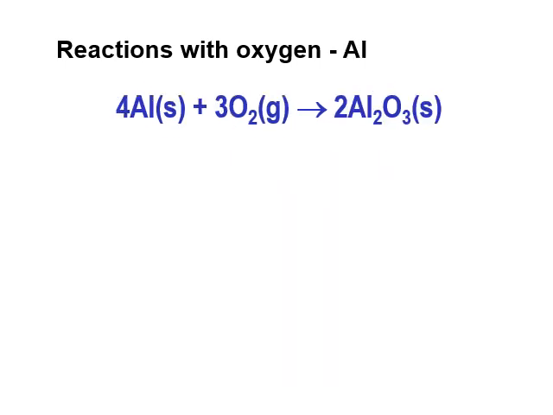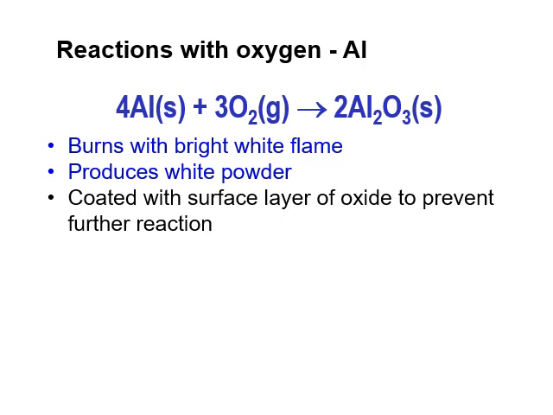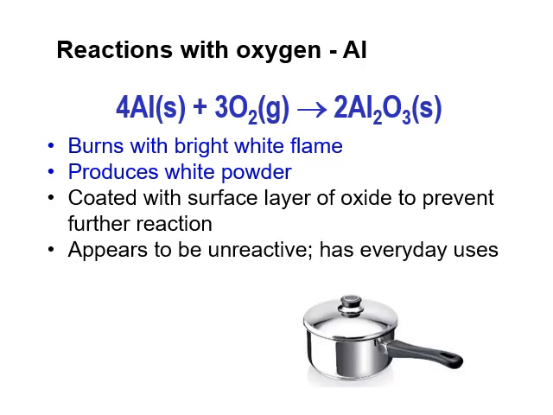Aluminium then. Aluminium reacts with oxygen in this equation shown below to make aluminium oxide. This is also with a bright white flame and also produces a white powder of aluminium oxide. Now, aluminium itself, the metal, is quite often coated with a layer of aluminium oxide. So aluminium metal itself is actually quite reactive, but this layer of oxide on its surface makes it look like it's unreactive. It's got lots and lots of everyday uses.